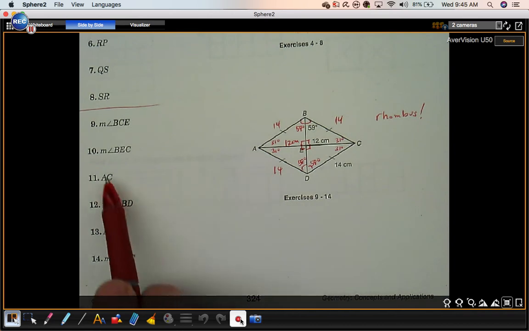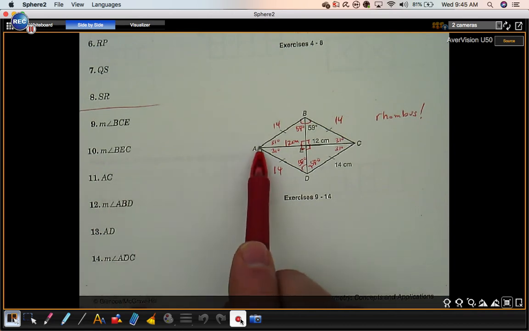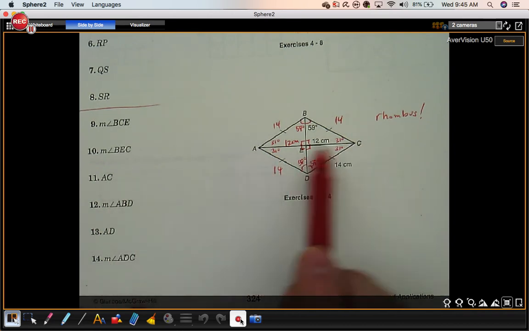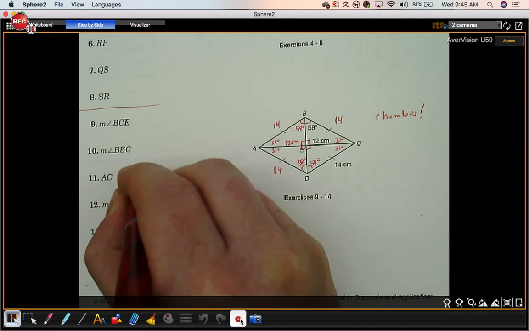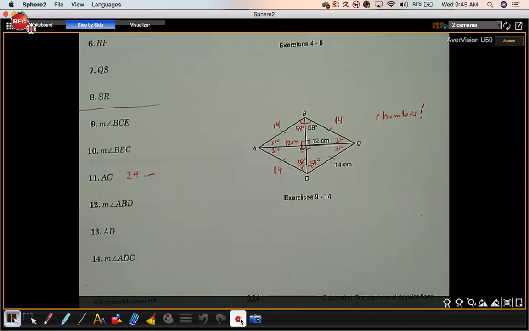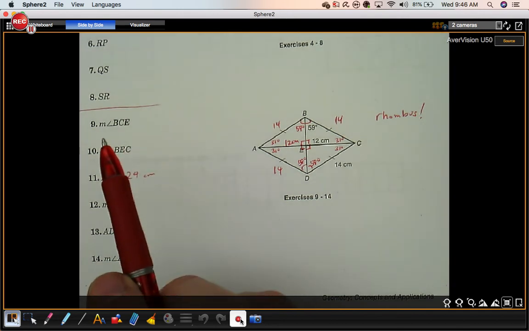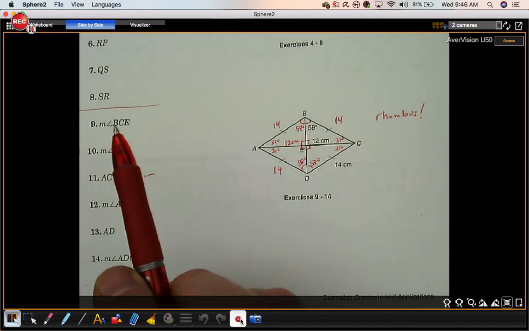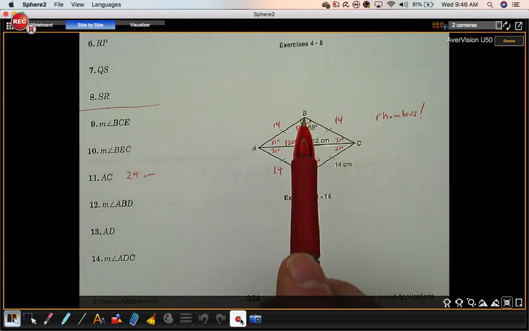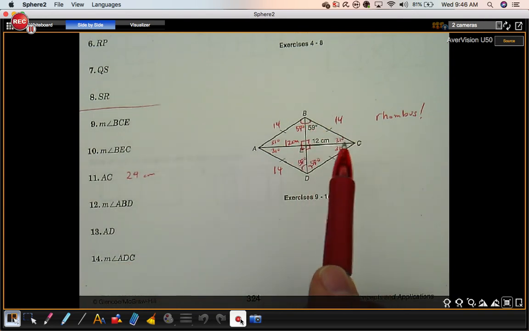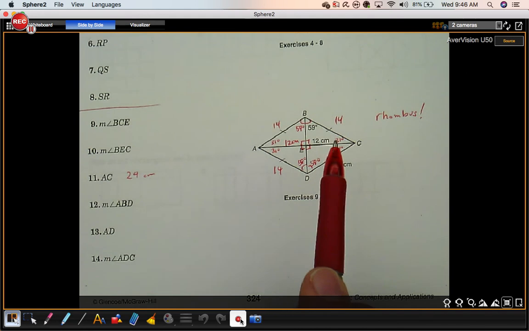Okay, so they do ask you this one question about the distance from A to C. That's a diagonal. It's 12 and 12. So it's 24 centimeters. We'll do an angle together. Measure of angle BCE. Here's B, here's C, here's E. Angle BCE is 31 degrees.